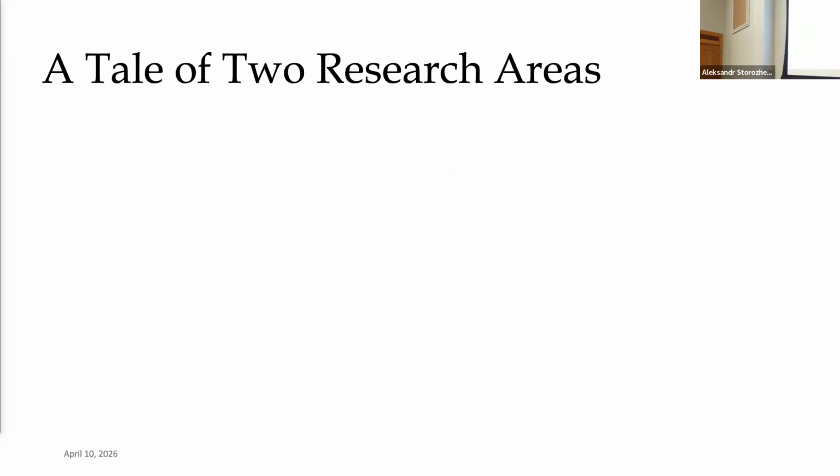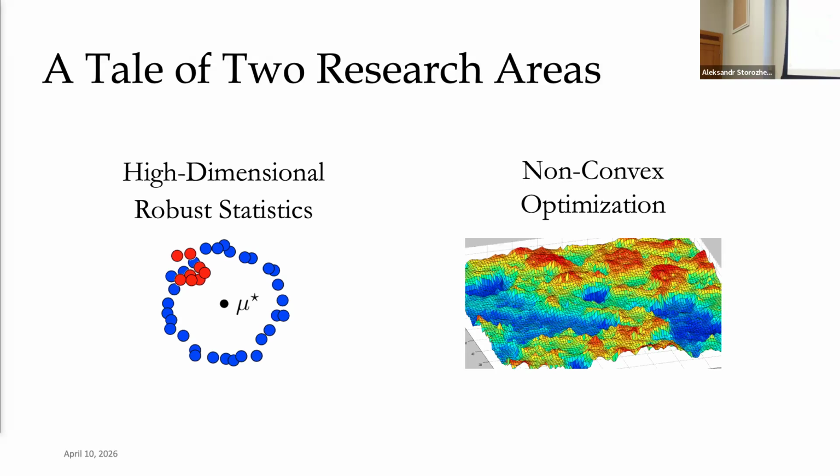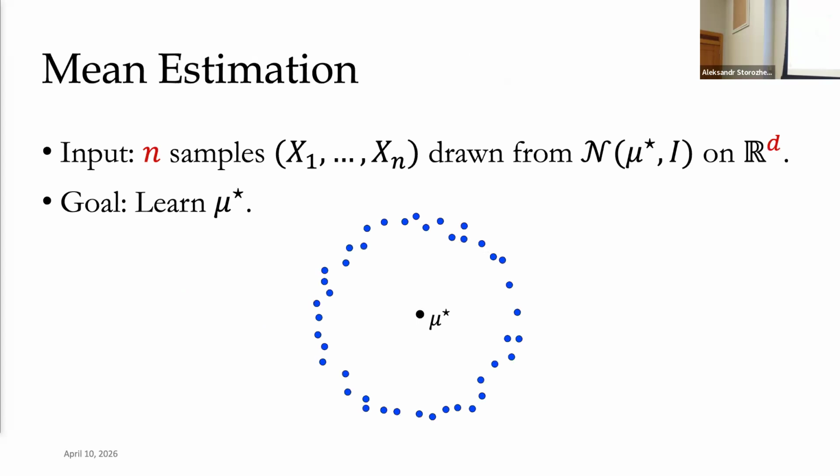So the main theme of the talk is to tell you about some recent exciting developments at the intersection of these two areas. One is called robust high-dimensional statistics, and the other is called non-convex optimization. In the first 10-15 minutes of the talk, I will give you an overview of these two areas and then motivate some of the questions we want to ask at the intersection of these two. And then I'll tell you some math. All right, so robust statistics.